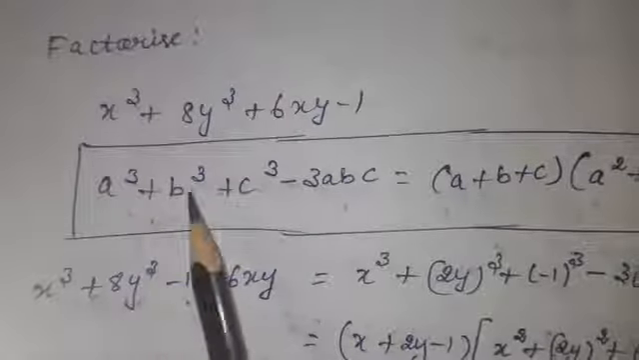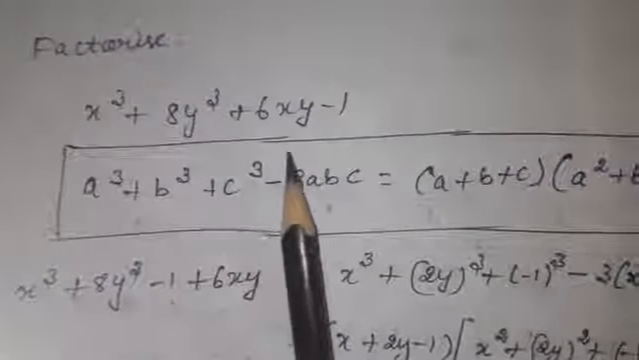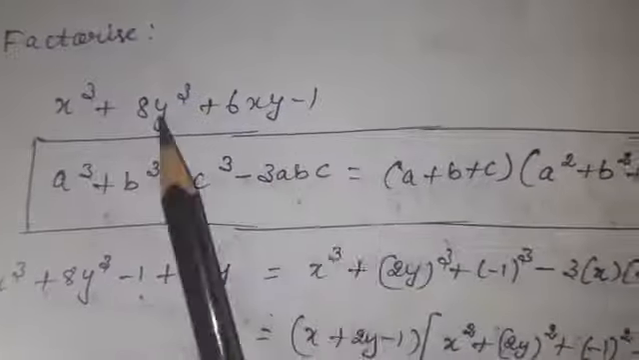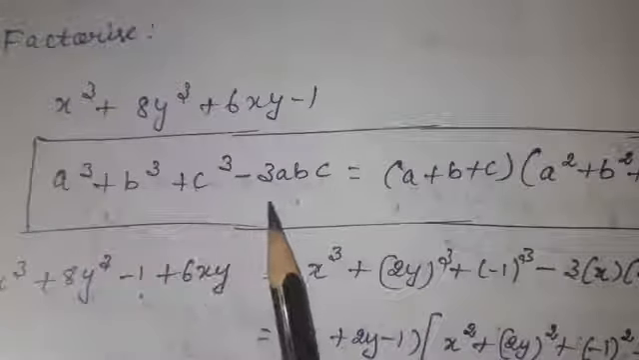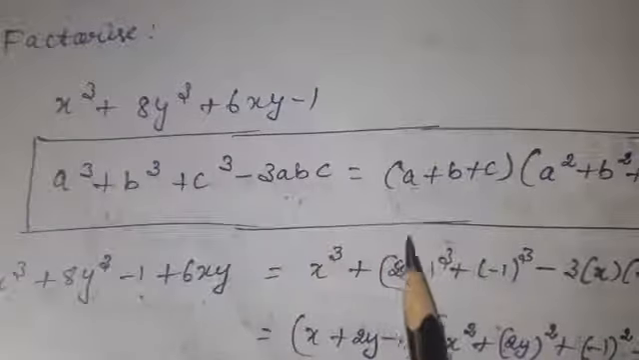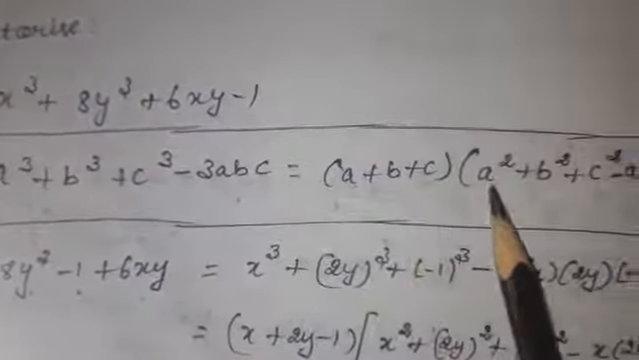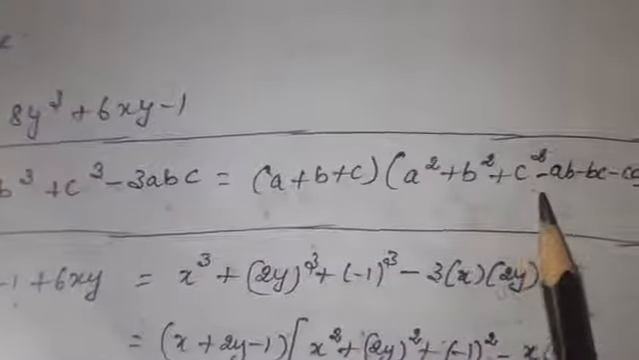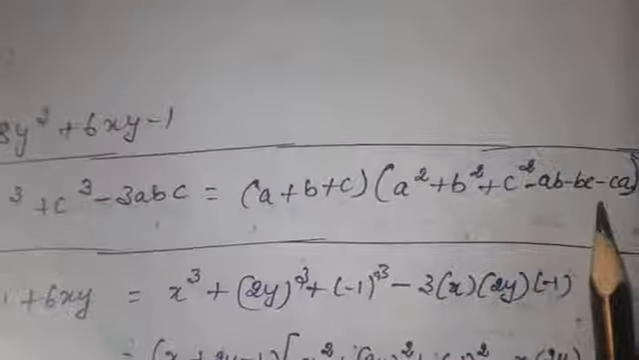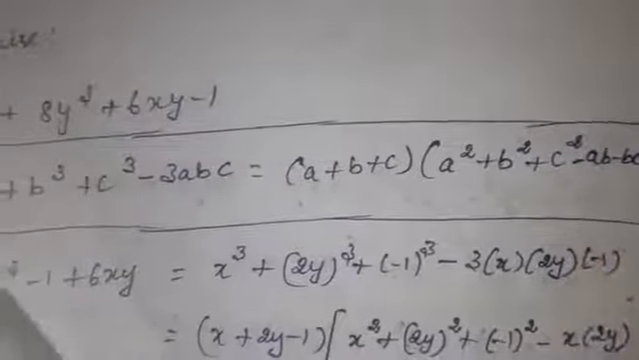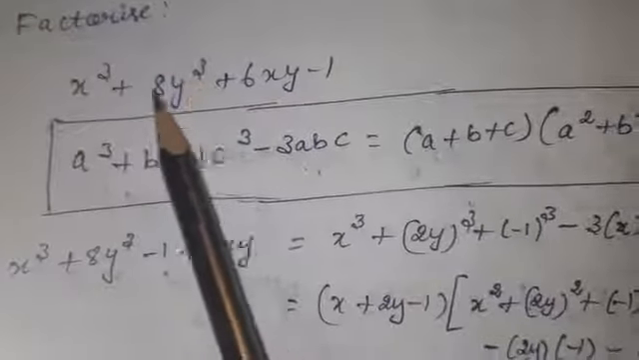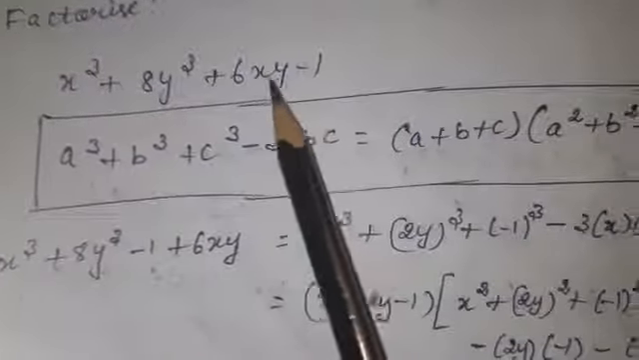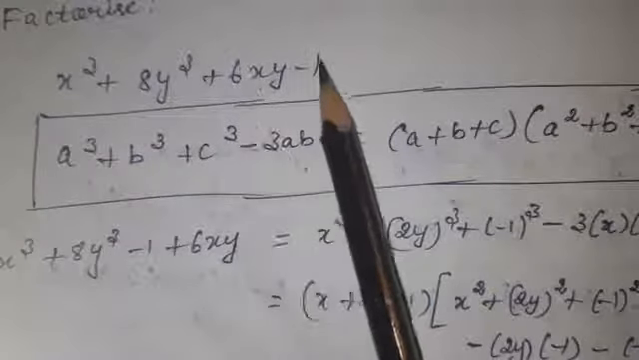Next question is x cube plus 8y cube plus 6xy minus 1. For this question, the formula is a cube plus b cube plus c cube minus 3abc is equal to a plus b plus c into a square plus b square plus c square minus ab minus bc minus ca. Compare this question. Here x cube is a cube, 8y cube is also a cube. Here, this one is not a cube, so one is a cube.